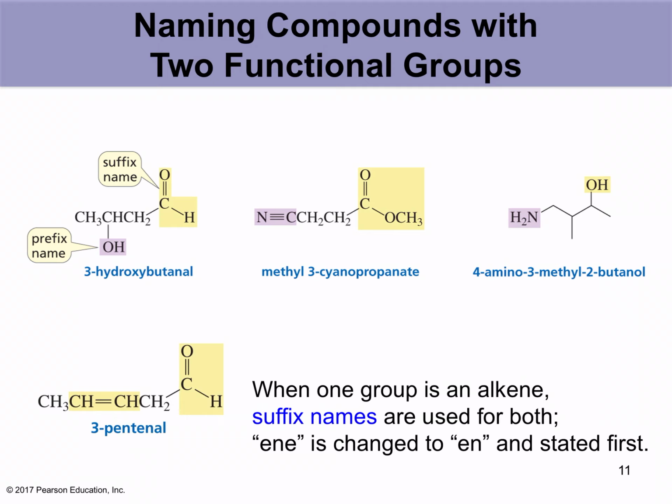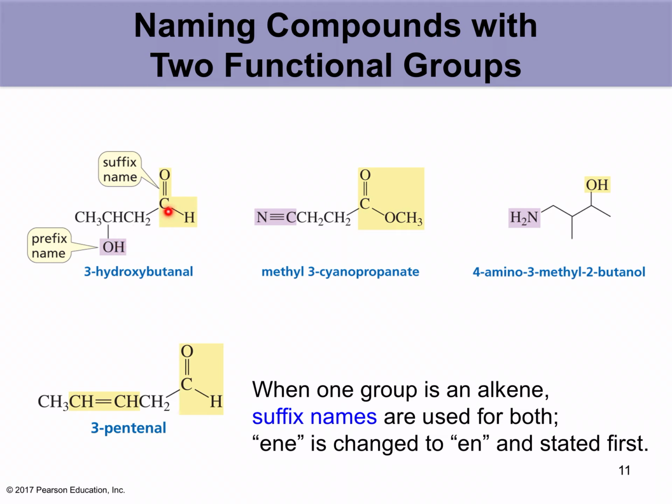Naming compounds with two functional groups. Now we can refer to the order when we are trying to name these compounds. So we have an alcohol group and an aldehyde group. Which one gets the more priority? It is the aldehyde group. Because of that, the aldehyde will get the suffix name. The alcohol would be named with the prefix name as a substituent.